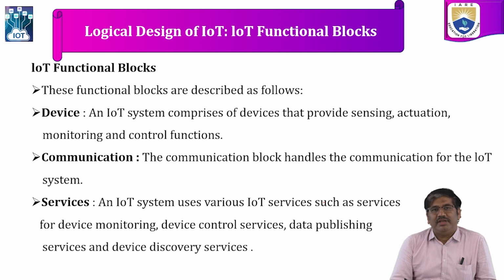The first one is a device. An IoT system comprises devices that provide sensing, actuating, monitoring, and control functions. If the device is acting as an input device, it will sense a few physical parameters that can be given to the application. If the device is an output device like an actuator, then the commands will be received from the applications. Similarly, we can monitor by sensing through the input devices, or we can have some control on the devices.